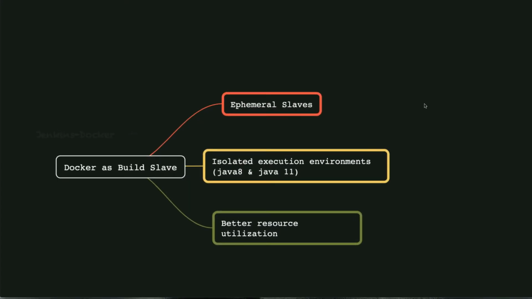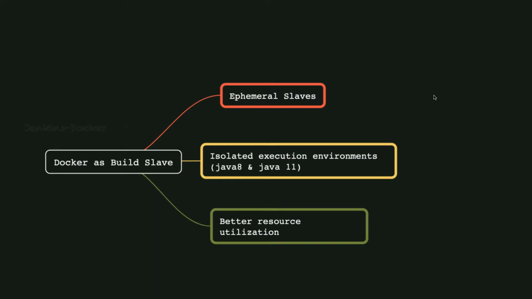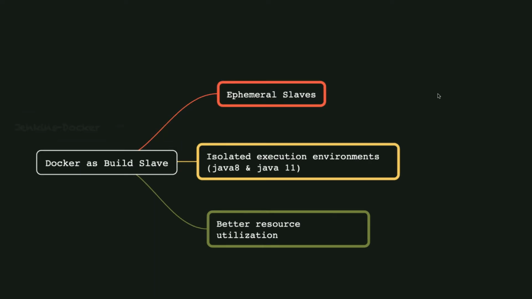There are three key benefits for using Docker as a slave. The first one is the slaves will be ephemeral in nature. When I say ephemeral in nature, a slave will be created only when you trigger a job. The second benefit that you get is isolated execution environments. For example, you can create different Docker images of different application versions or different runtime versions, and you can use that in your jobs. The third benefit that you get is better resource utilization. Instead of running several VMs continuously for your build and deployment workload, you can efficiently manage these with separate Docker images that basically come up when you trigger a build.